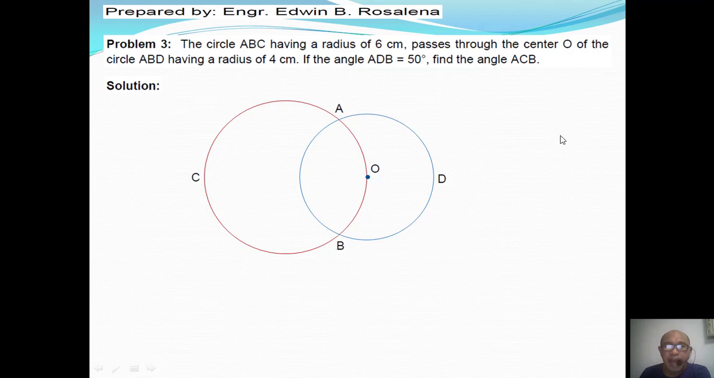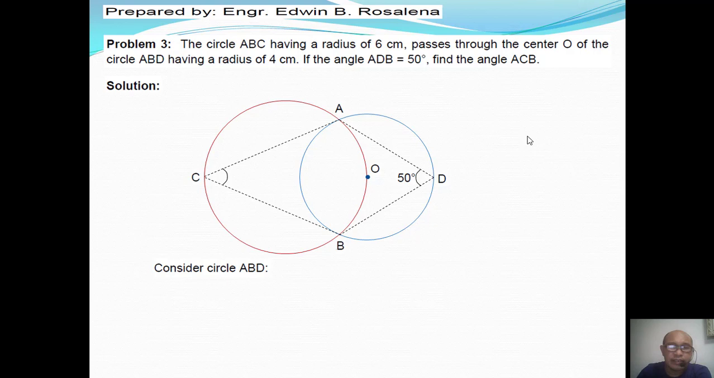Okay. So, angle ADB. If angle ADB is 50, you can place it anywhere, somewhere here or anywhere. Okay. So, find the angle ACB. You can place also C in any position, somewhere here or anywhere. Okay. So, this is 50 and this is now the unknown, angle ACB. How will you solve that?